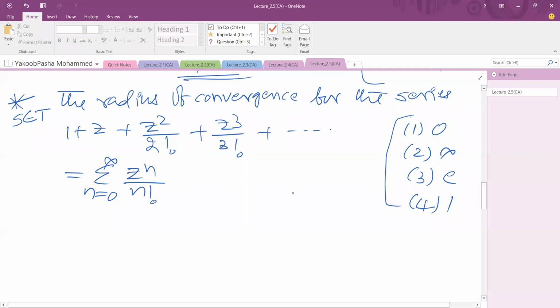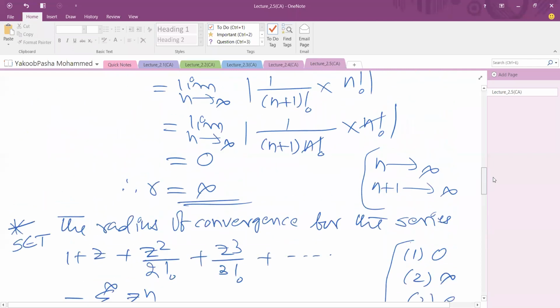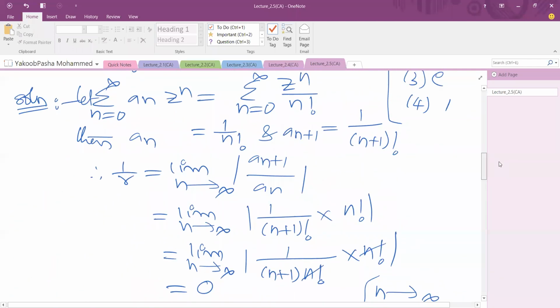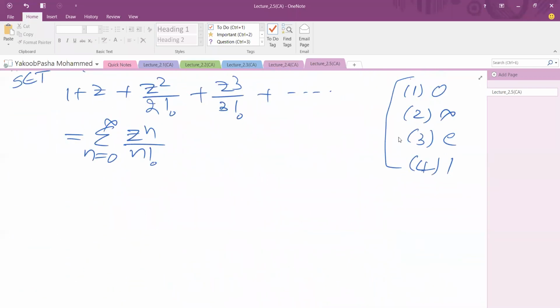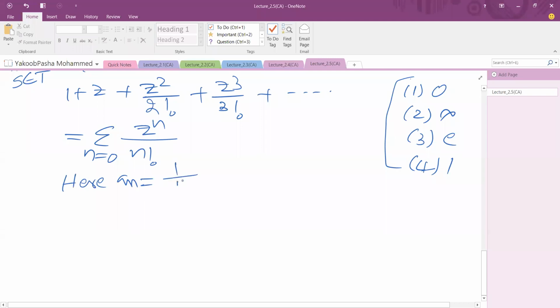Same problem as the previous problem, an is z power n by n factorial, so the radius of convergence is equal to infinity. I am writing here the same power series, z power n by n factorial. Here an is equal to 1 by n factorial. By the previous problem, the radius of convergence is equal to infinity. So the second option is the right option.